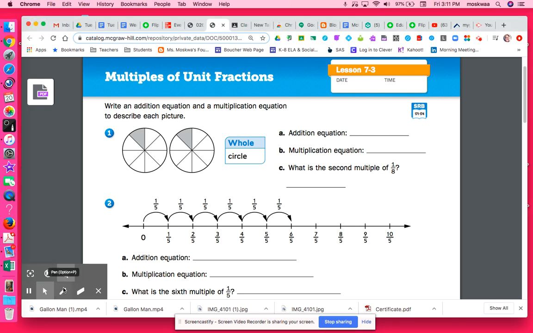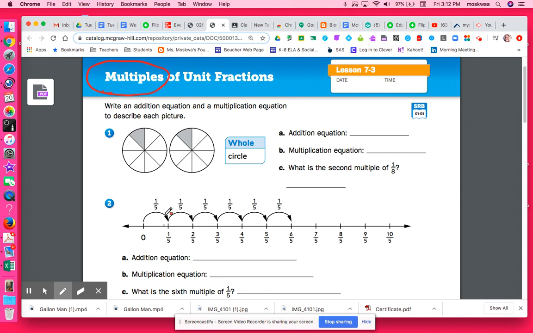Good morning, folks. So today is Wednesday, March 25th, and the lesson is 7.3 in Everyday Math. We're going to talk about multiples of unit fractions, and I'm using a new tool. Let's see if this works today. Every day we can try something new. Multiples of unit fractions, and you'll remember that a unit fraction is any fraction with 1 as the numerator.